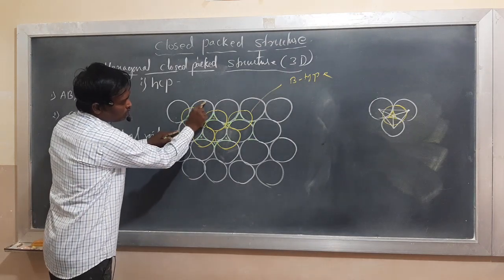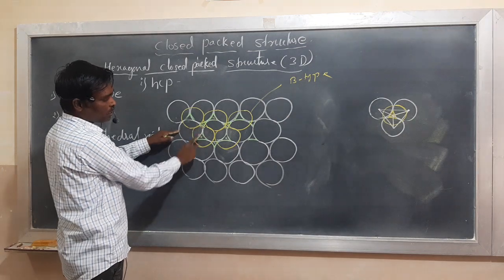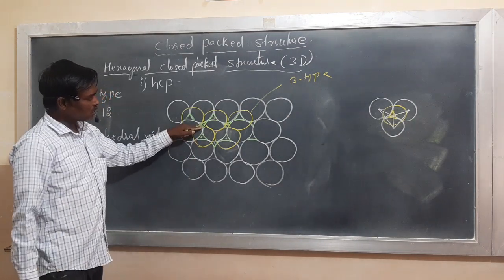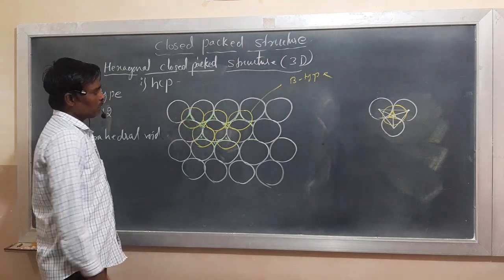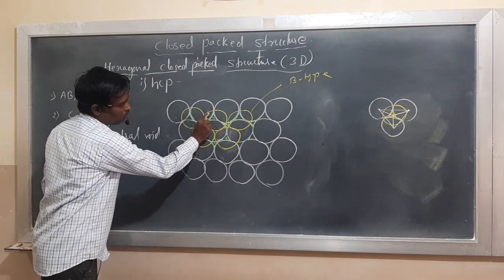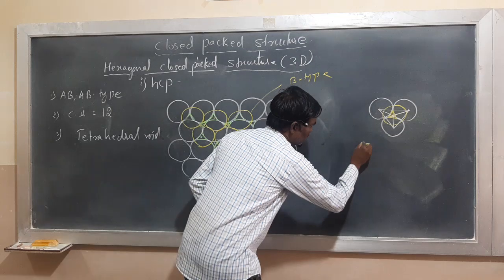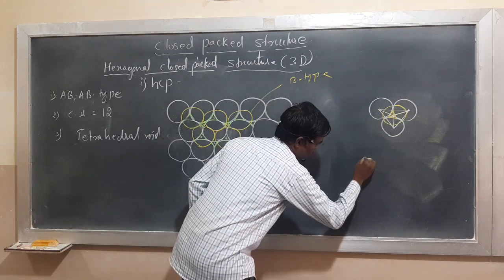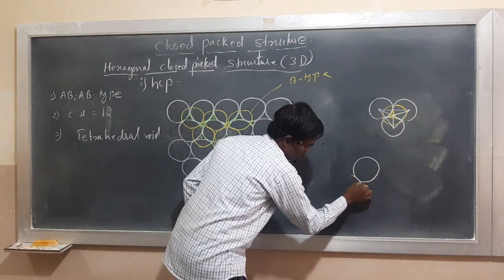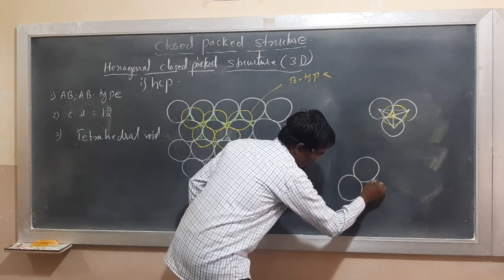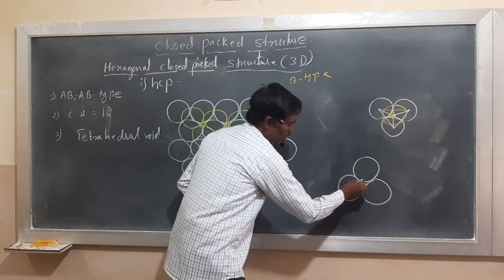Okay, so this is a white chalk. So this is 1, 2, and 3, which construct a B type of void, and that B type of void is covered by another 3 particles above the plane. So these are the 3 spheres, 1, 2, and 3. Okay, let me write it. Here, this is the B type of void.